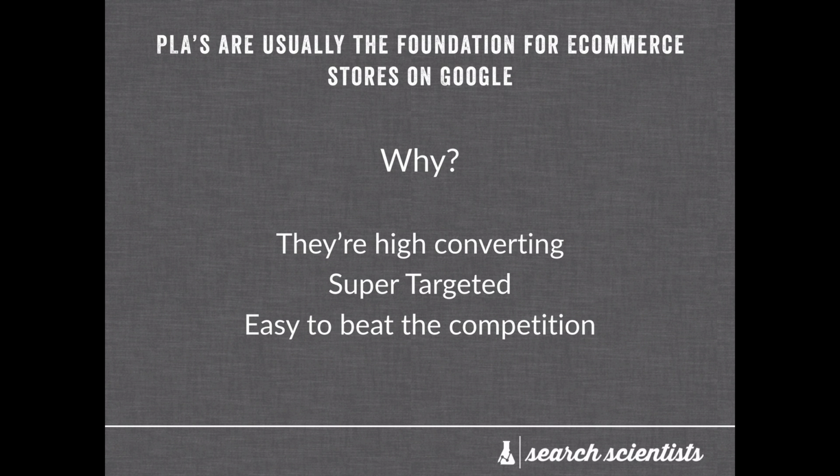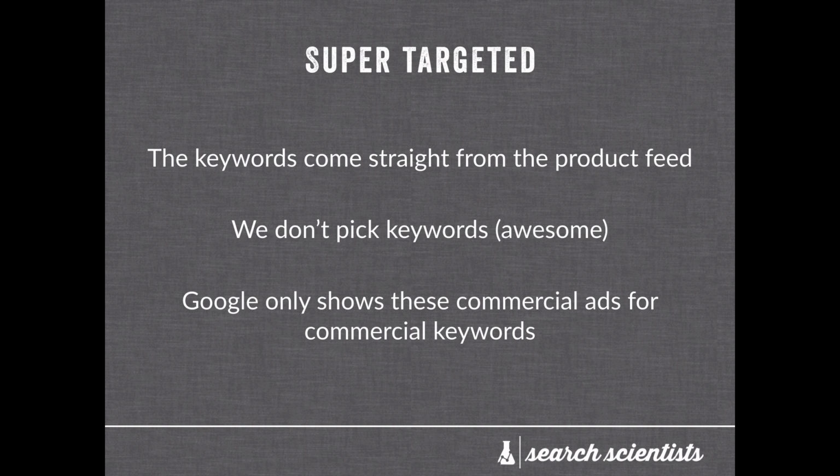Now, if you don't know about PLAs, they are typically the foundation for e-commerce stores on Google. They're typically really high converting because they're super targeted, and with what we're about to talk about, it's very easy to beat the competition. The keywords come straight from the product feed. You don't actually pick the keywords you want to bid on, so you don't have to worry about things like match types and so on.